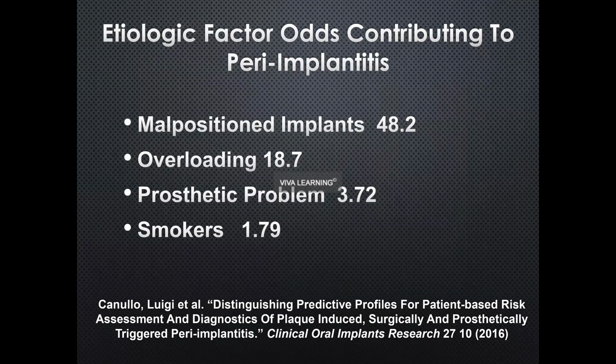One of the other cool things we'll see, this is a nice article by Dr. Canullo and others on etiological factors contributing to peri-implantitis. He had a nice article that showed malpositioned implants were 48.2%, overloading 18.7%, prosthetic problems 3.72%, and smokers 1.79%. So right there should tell you, you've got the ability to guide your surgery, and you can treatment plan it, use the technology, guide every implant every time. And that's one of the reasons you're going to be able to hopefully do away with some or any malpositioned implant errors.